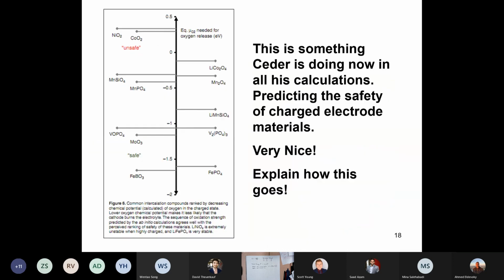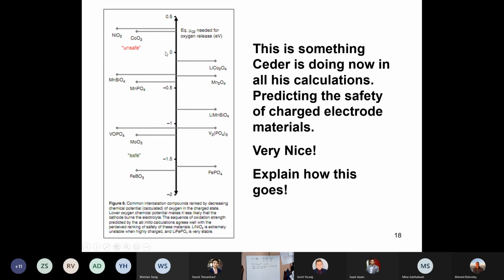Okay, so let's move along. This was in a paper from Gerd Ceder, which was very nice. So what they did here in this calculation is they spent the time figuring out how much energy was required to remove an oxygen atom from delithiated materials like nickel oxide, cobalt oxide, and so on. This is like an oxygen binding energy chart that you have here.